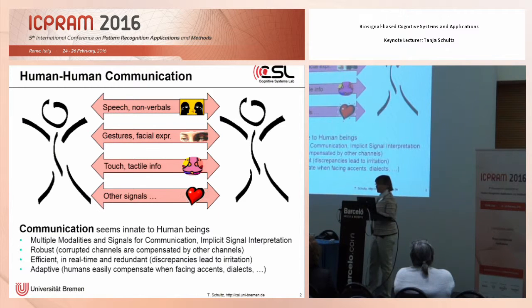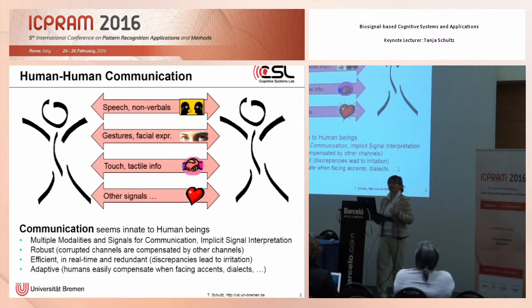So if you watch people talking to each other, so if you look at human-human communication, what we can observe is that we as humans use many different signals. So for example, we're using speech to convey meaning. We're using also non-verbal speech like laughing. We're using gestures, facial expressions, and also we get information, for example, from touch and tactile information, like if you shake somebody's hands, you can really tell whether the person is nervous, for example. And we're also using other signals, which I would call for now biosignals.